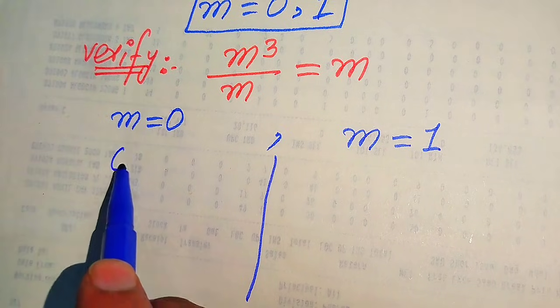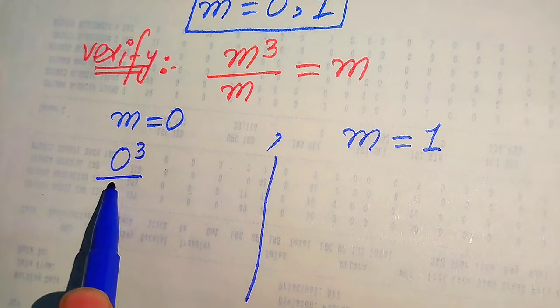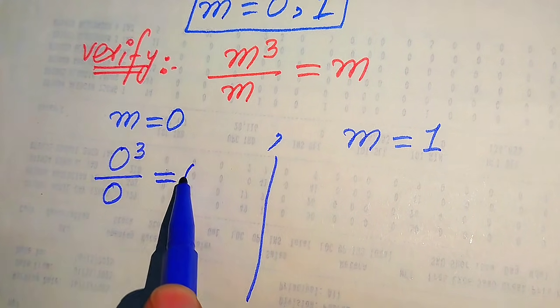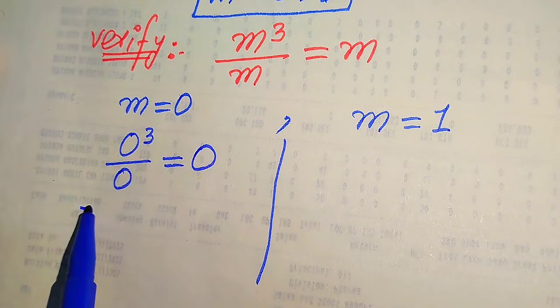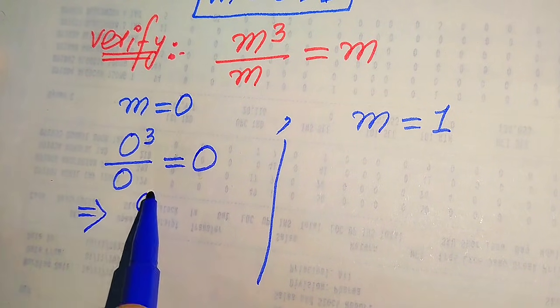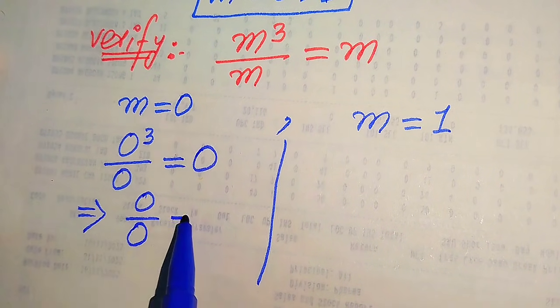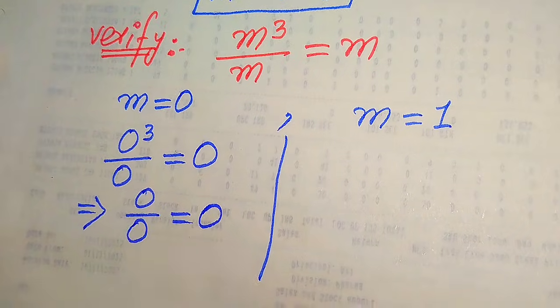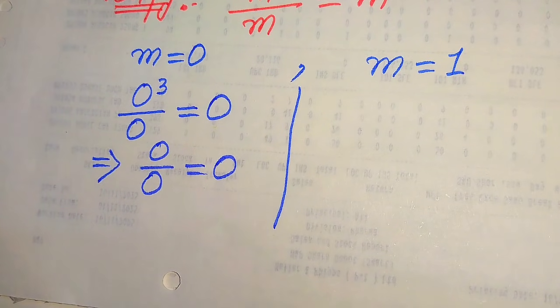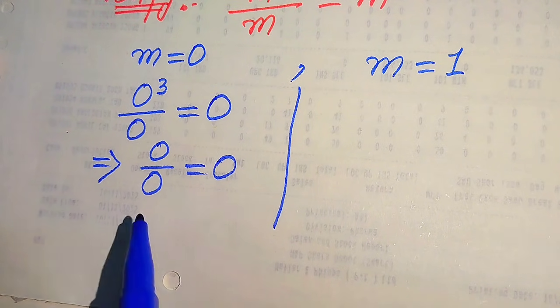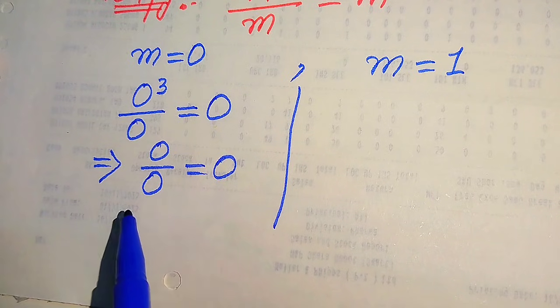When we put it here it becomes 0 cubed divided by 0 is equal to 0, and you see here 0 cubed becomes 0, so 0 over 0 is equal to 0. So on the left hand side we obtain the 0 over 0 form, and it is usually called the indeterminate form, or in other words we say that it is undefined.